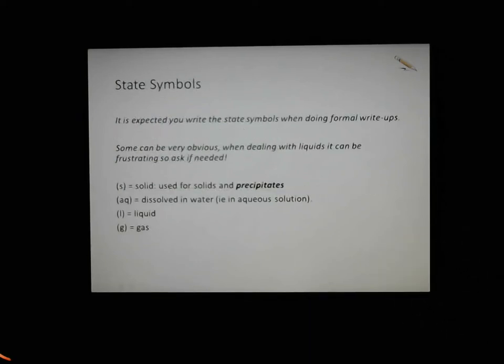The other thing that you need to know are your state symbols. Now, 2 of them are really easy. If it's a solid, you put an S there. If it's a gas, you put a G there. Now, last year we got you started with AQ for aqueous. But this year we want you to actually differentiate between aqueous and liquid.